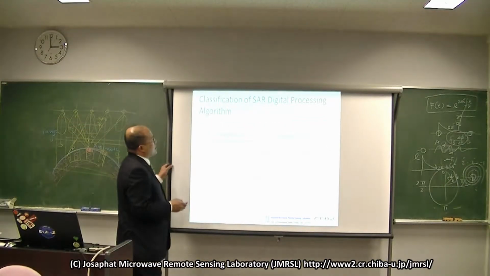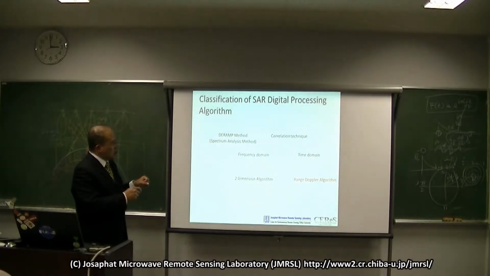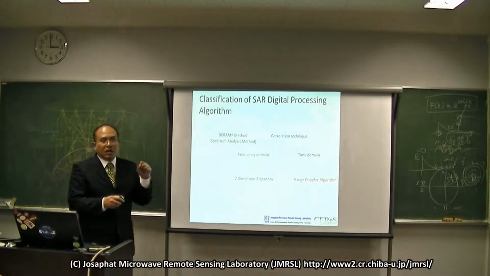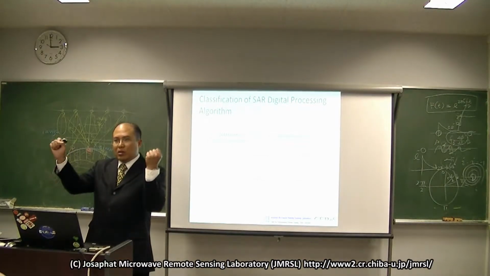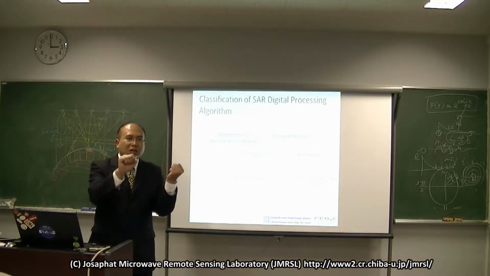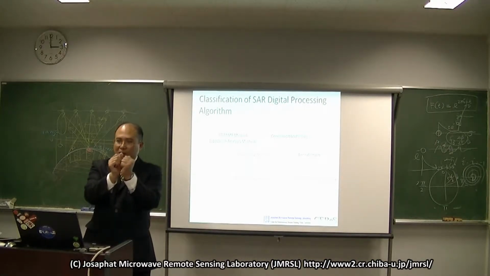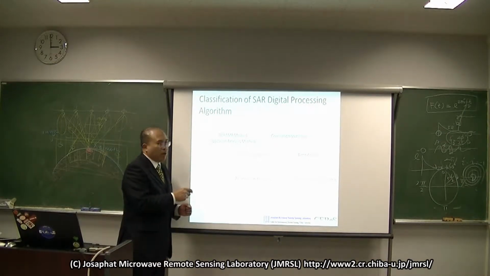And the third, digital processing, I can classify. First is using the spectrum analysis method or dynamic methods. Then correlation technique. Correlation technique means the scattering wave you receive, then you compare with what kind of pulse you transmit. Then with correlation, compare, in frequency domain or time domain.